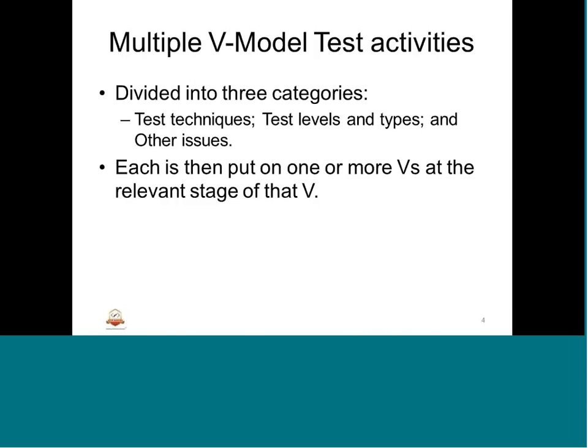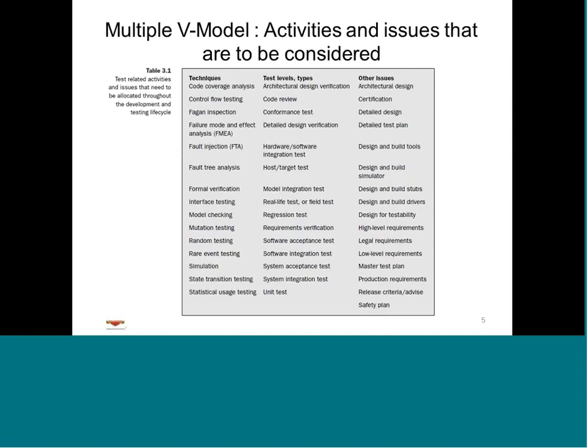Each is then put in one or more V's at the relevant stage of it. That means basically we will identify all these categories, then we will apply them into each of these. So that is how it has been done for a test cycle. So we will study each of these 3 categories. You can see this table: techniques, test levels, types, other issues.